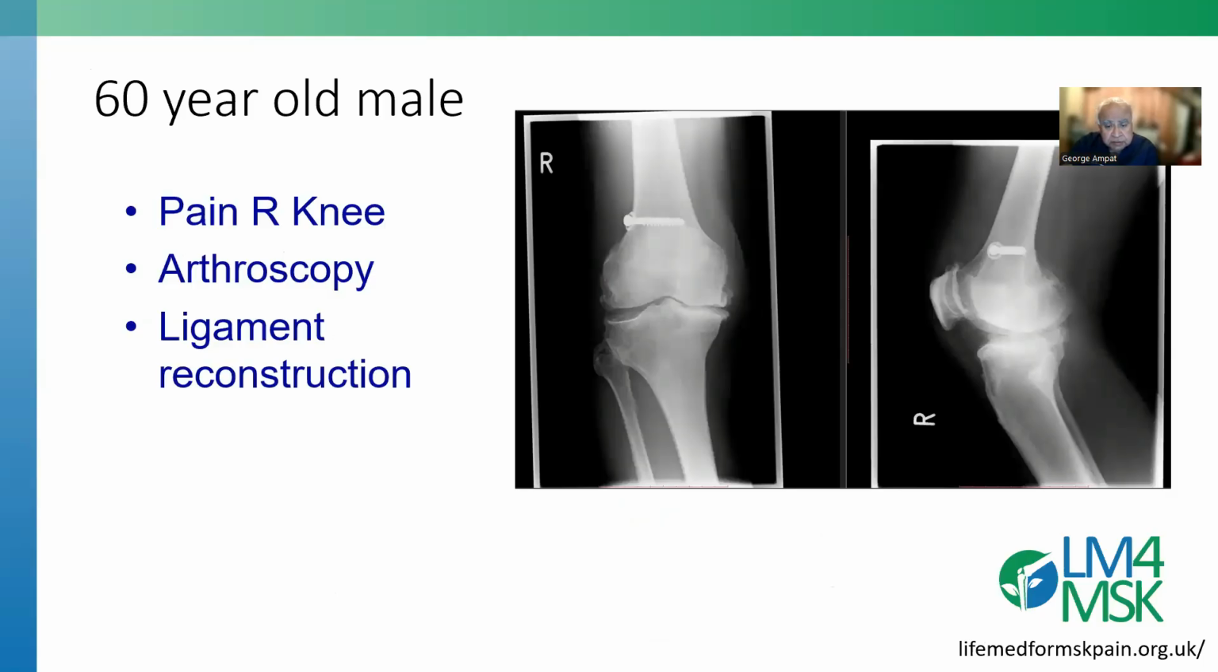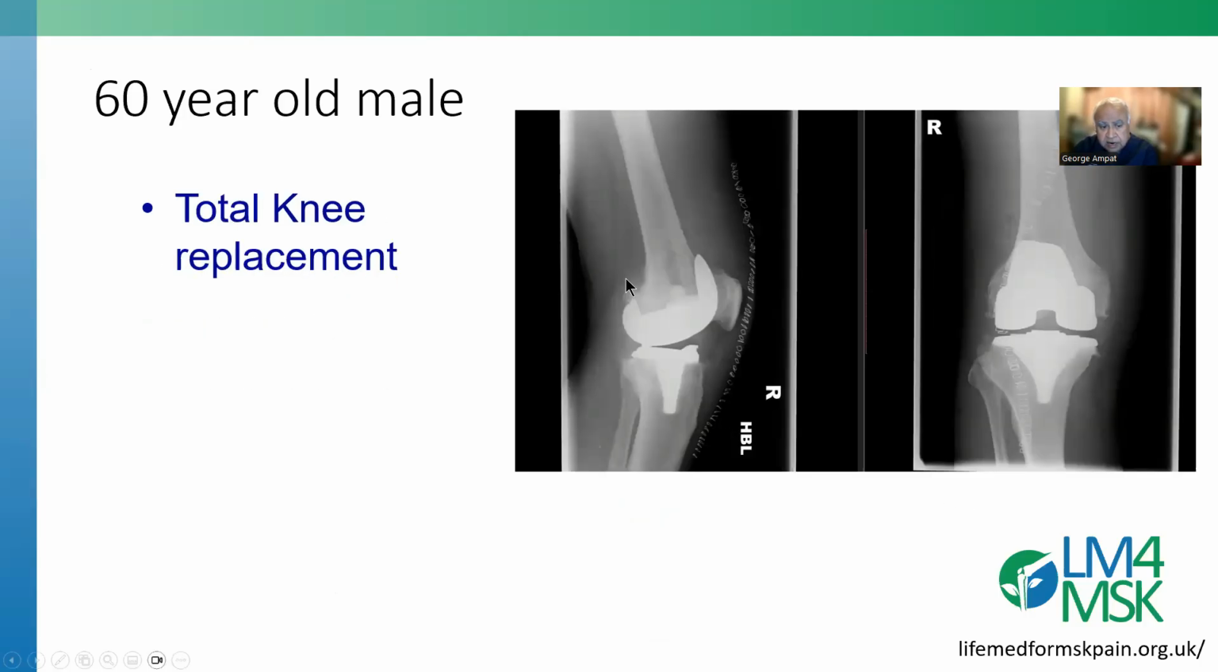Here is another patient. He had a previous knee ligament reconstruction. That's why you see the screw. And then he had this arthritis. You can see there is arthritis there. Then he underwent a knee replacement. He's a 60-year-old gentleman.